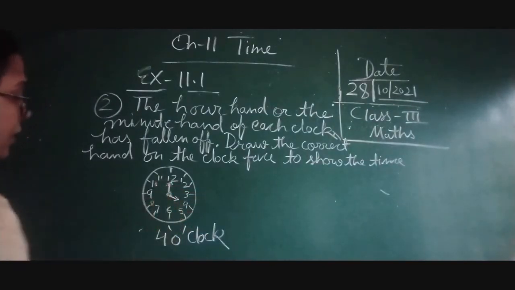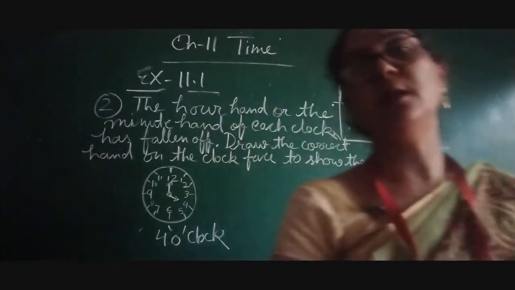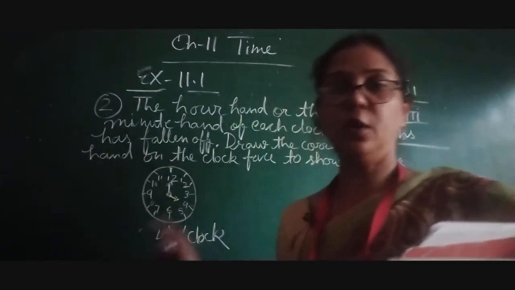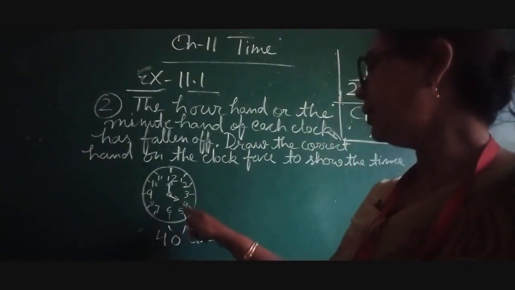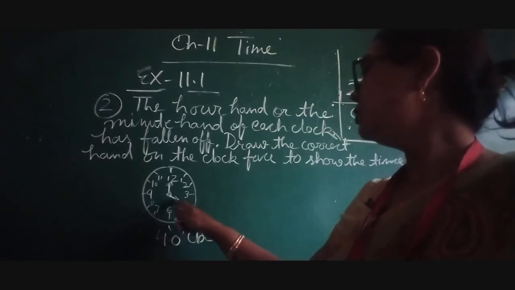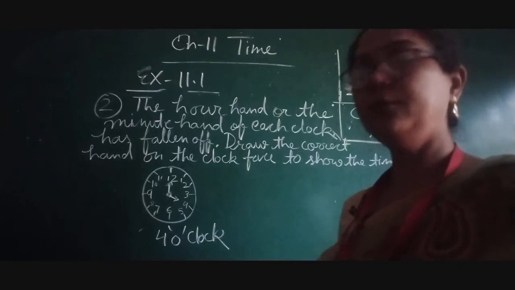The bigger hand is already given in this exercise, but the shorter hand has fallen off. So what will we do? It is 4 o'clock, so we have to show it with the shorter hand. This is the hour hand. So the hour hand is showing 4 o'clock. That is why it will become 4 o'clock.